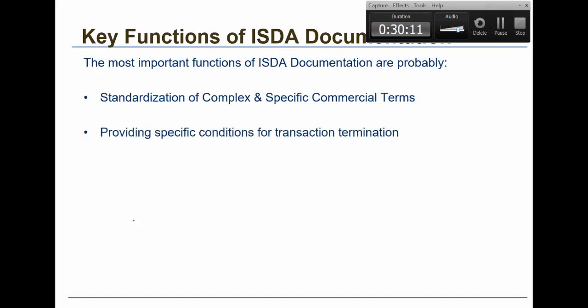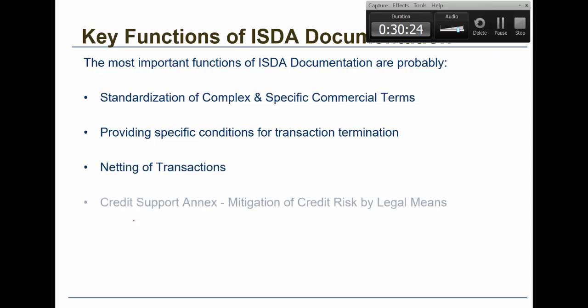And then the second thing I want to say is providing conditions for transaction termination, and then for netting, and then the last one is what we call CSA, or Credit Support Annex, okay? By the end of this course, I guarantee that you will understand what all these things are, if you pay attention, okay? You will understand all of these, and you will understand how they work and how you can apply them, okay?